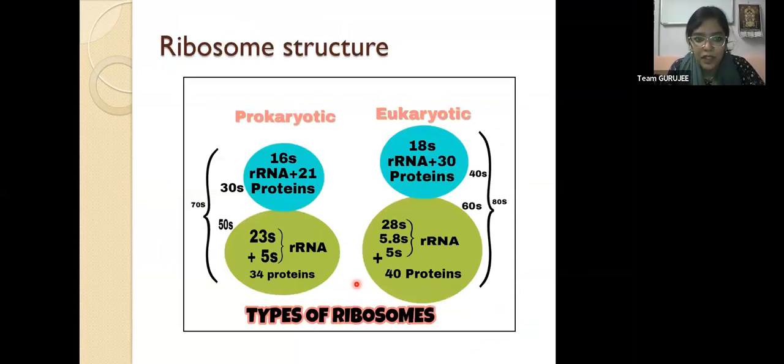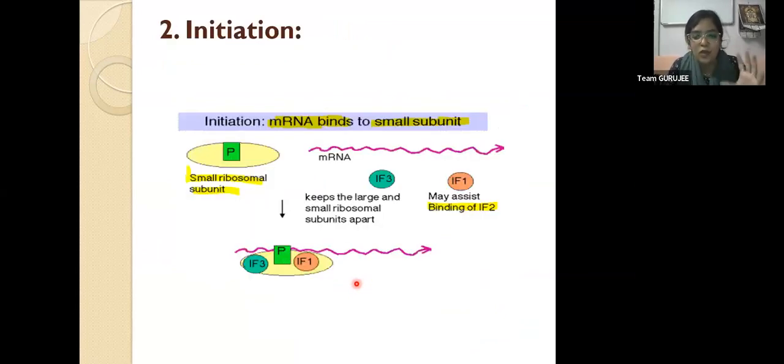The second thing is the initiation process, where the mRNA binds to the ribosome. The ribosome contains a large subunit and a small subunit, you know, right? So the mRNA gets attached to the small subunit.